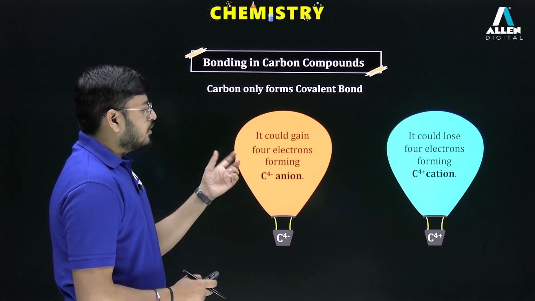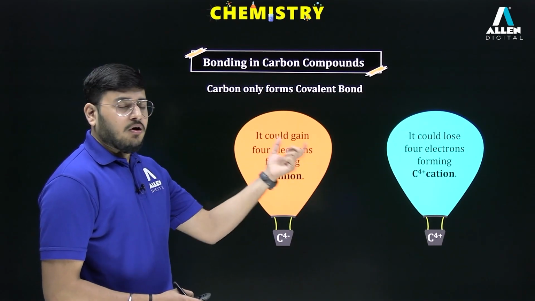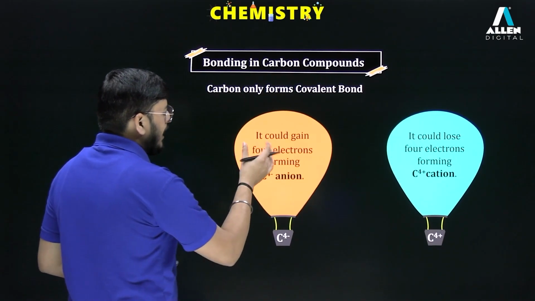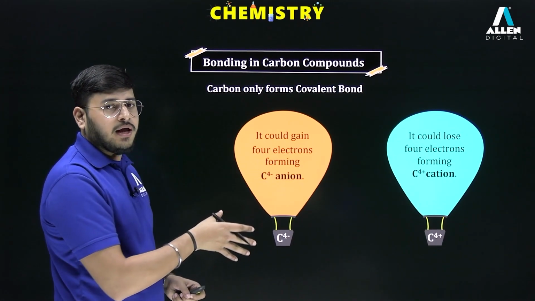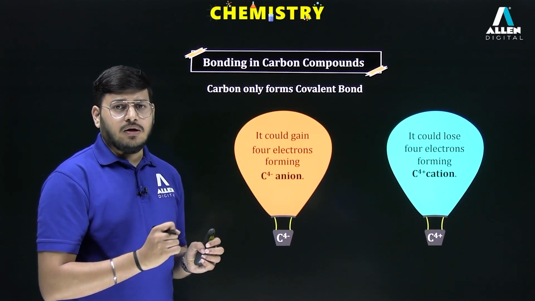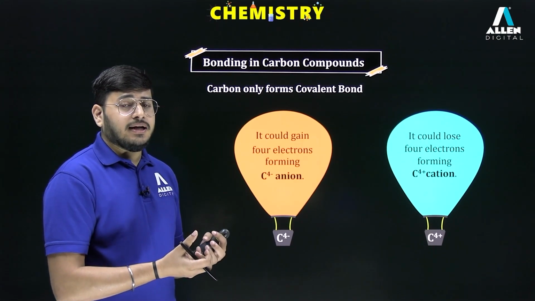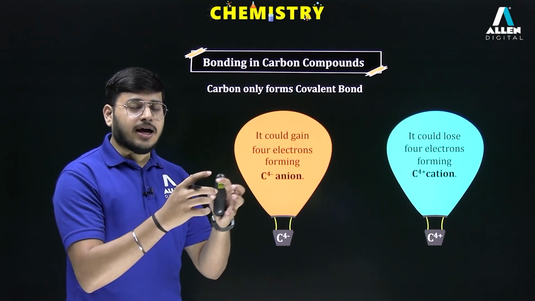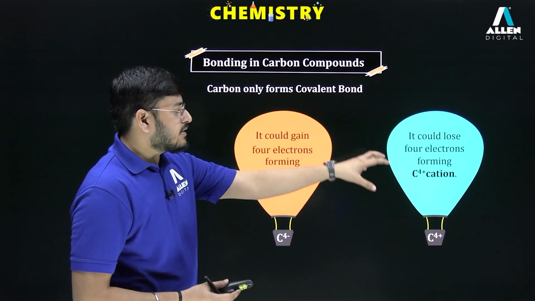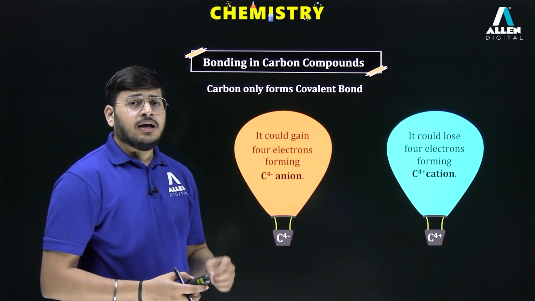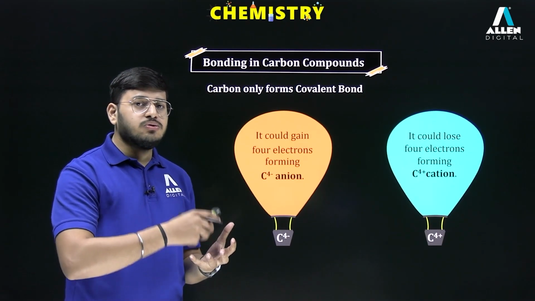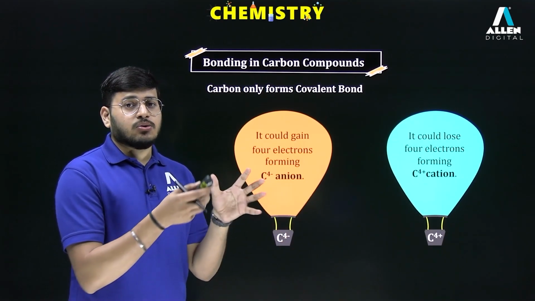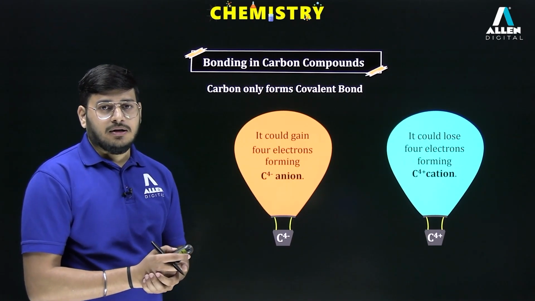Let me explain. If carbon gains 4 electrons, it will have 10 electrons, and the negative charge actually increases, and it would be difficult for the nucleus to hold that much negative charge. And if it loses 4 electrons, it would require a lot of energy to lose them, and the remaining 2 electrons will remain as such. So the atom will become unstable in either case.